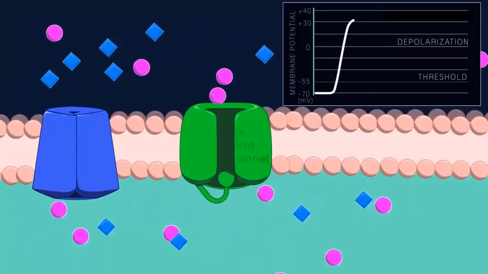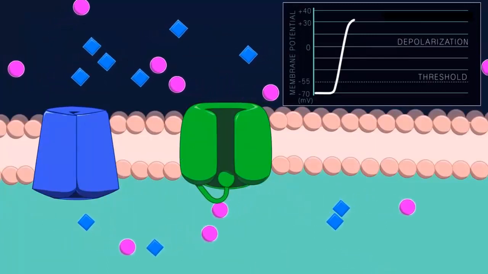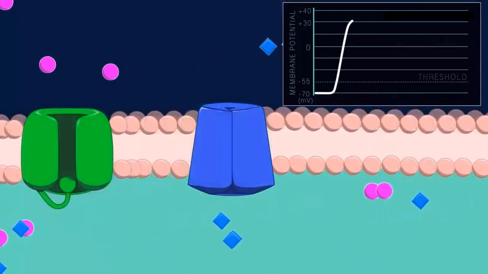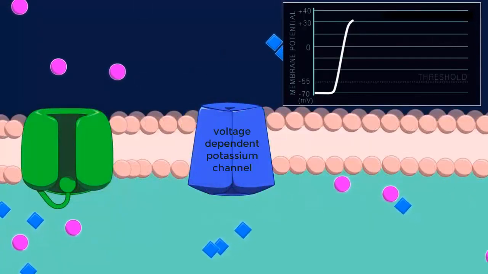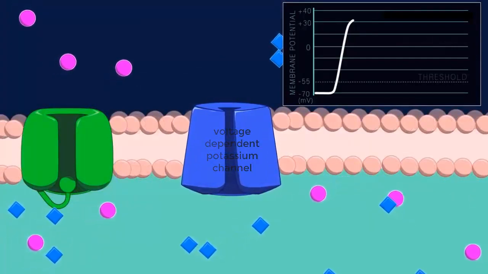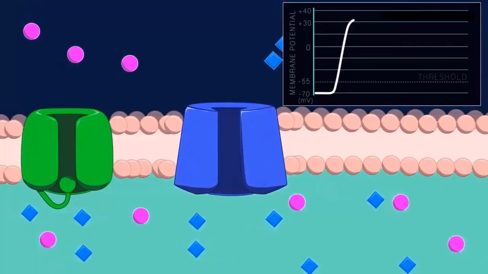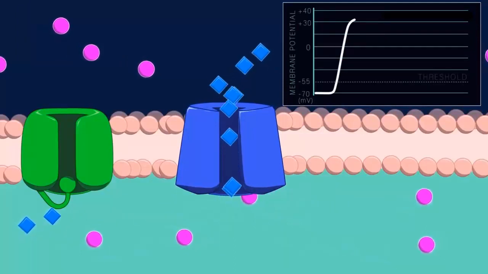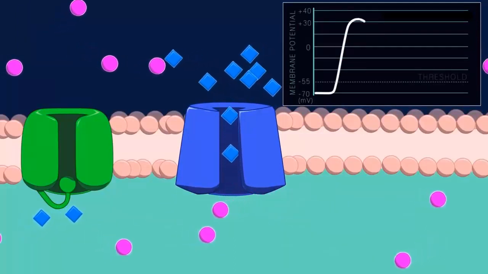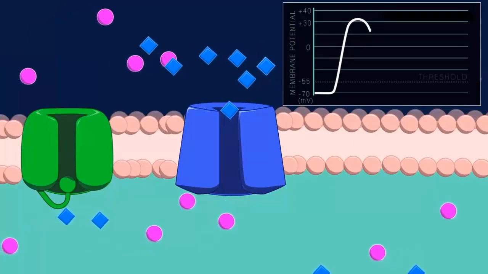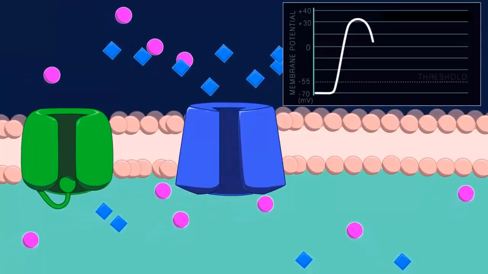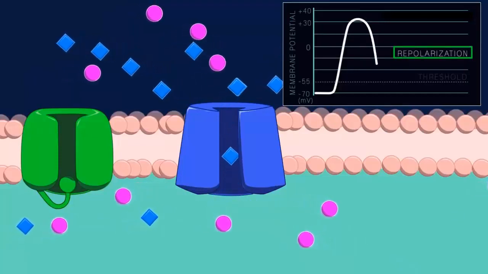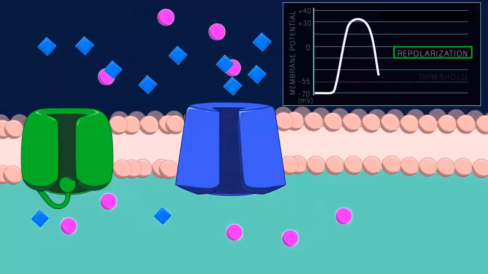But now that the membrane potential has reached plus 30 millivolts, the voltage-dependent sodium channels close, while the voltage-dependent potassium ion channels open. This will increase the outflow of potassium ions to the outside of the neuron, and since potassium ions are positively charged just like sodium ions, this will reduce the membrane potential back to -70 millivolts. This is referred to as repolarization since the neuron returns to its initial state of polarization.